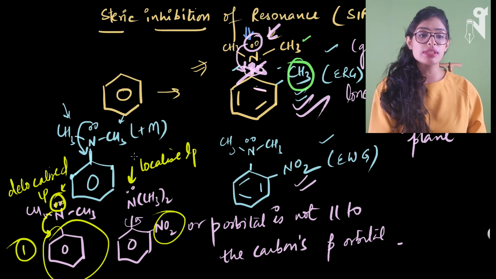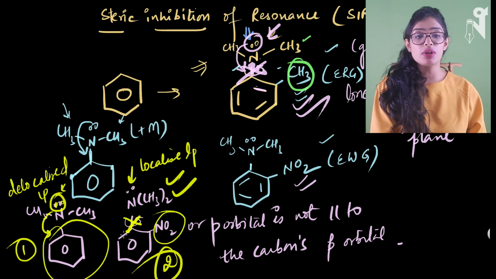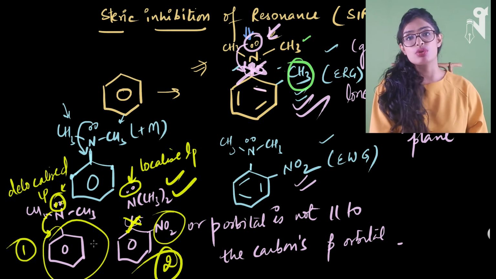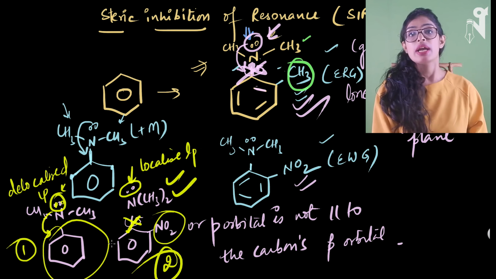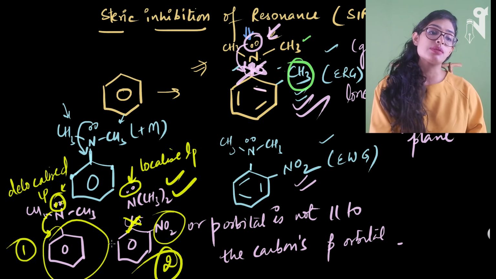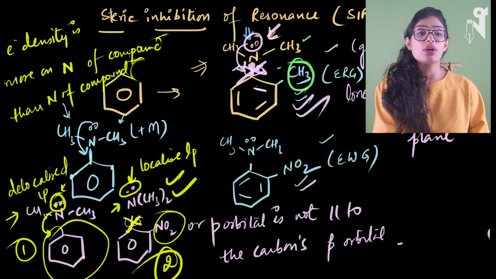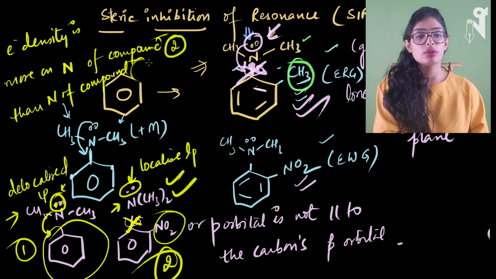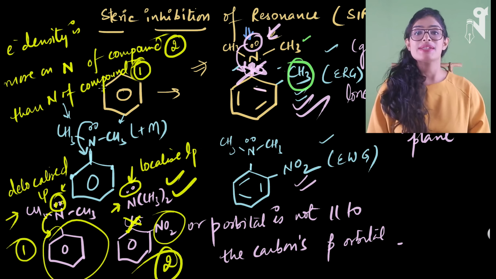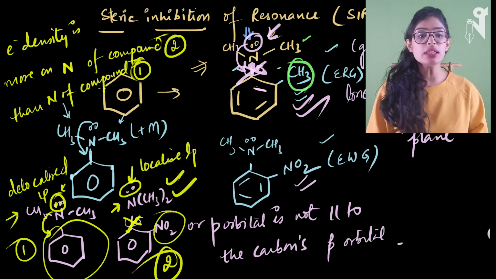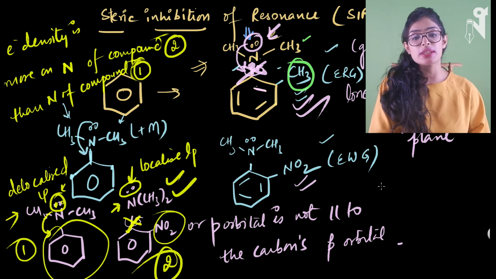Whereas if you talk about the second case, because the resonance has stopped, this lone pair will not go anywhere, it will remain with the nitrogen. This is the localized pair of electrons, and hence I can say the electron density is more on this nitrogen as compared to this nitrogen. We can say electron density is more on the nitrogen of compound 2 as compared to the nitrogen of compound 1. Hence, if somebody asks which one is more basic, the second compound is more basic than the first compound.